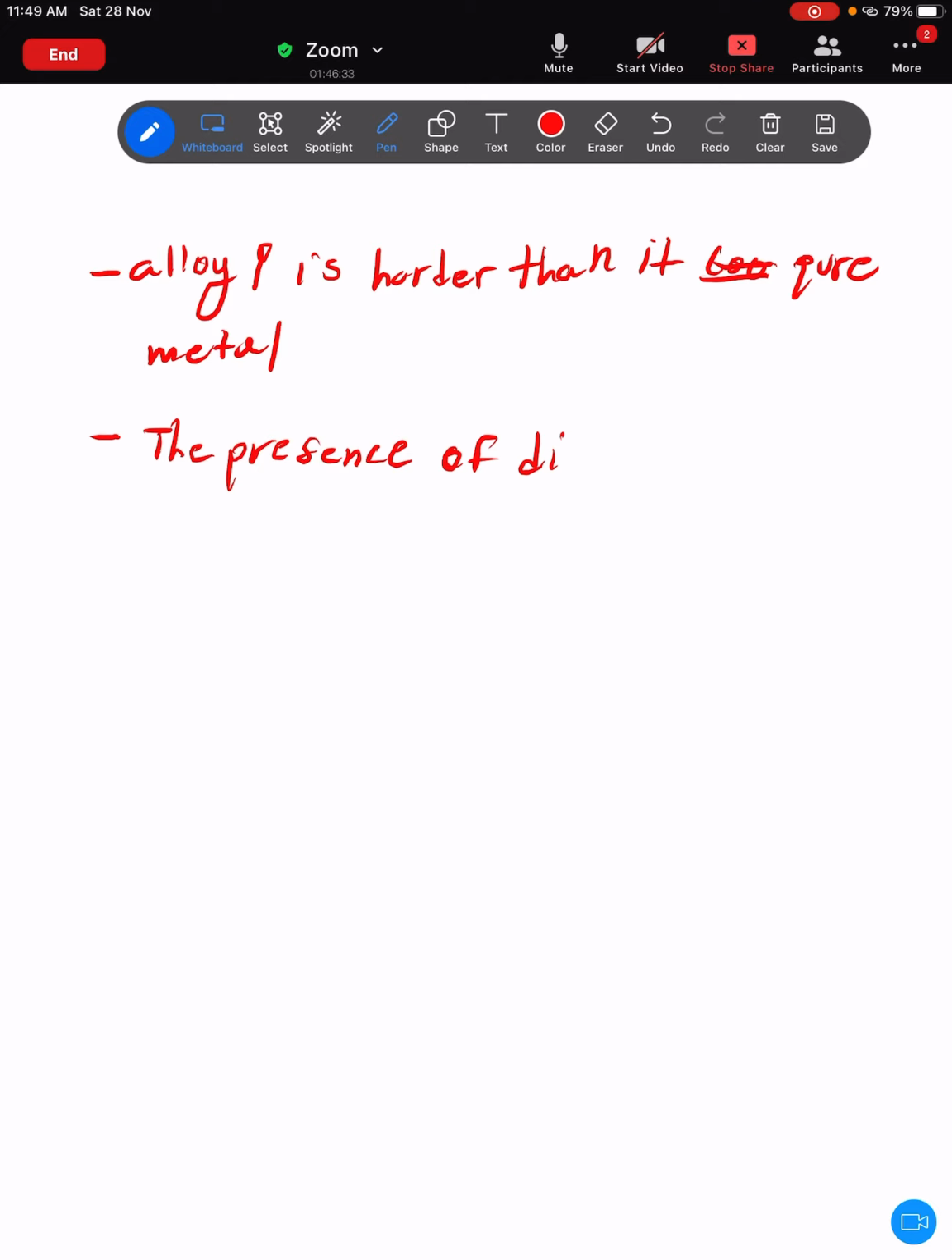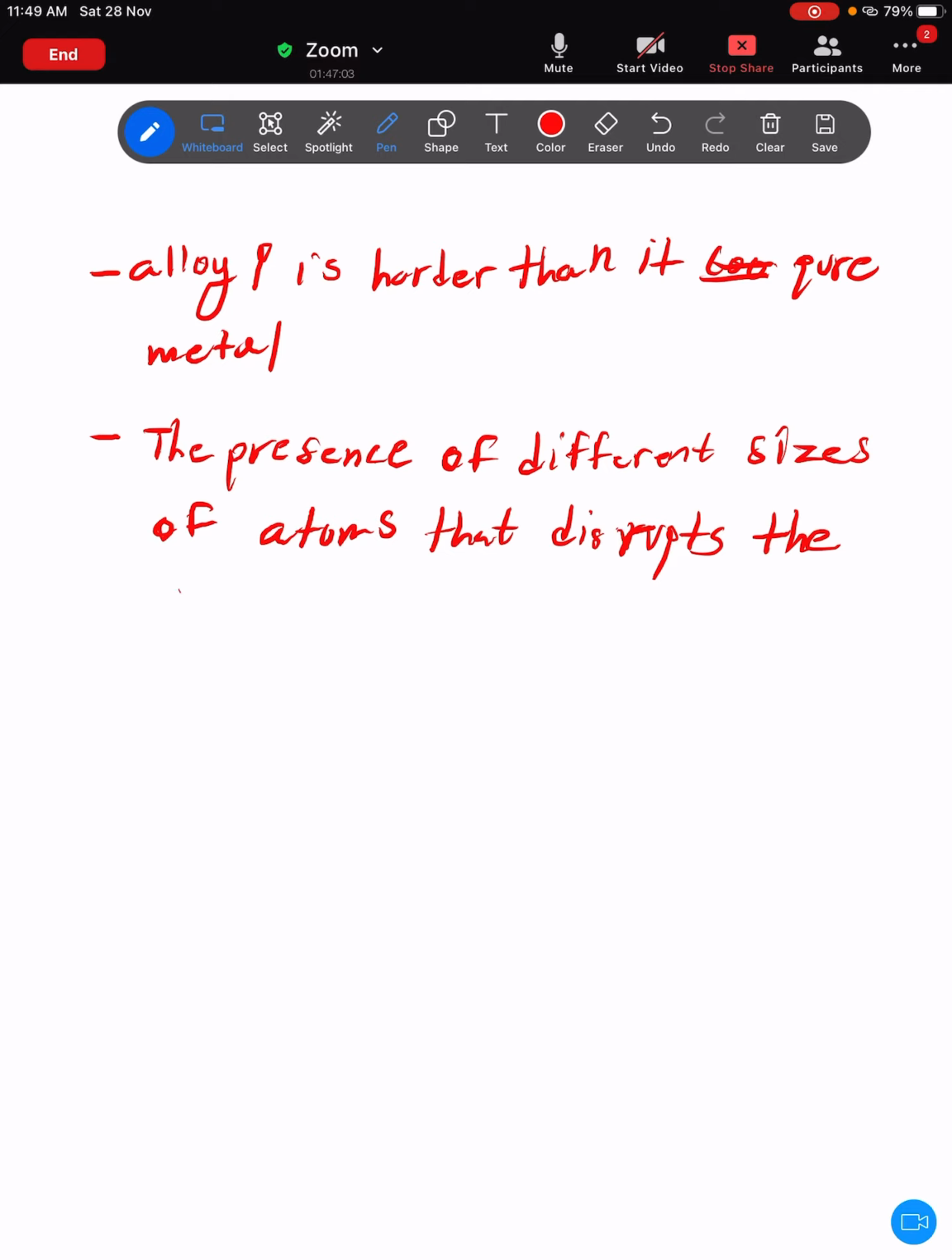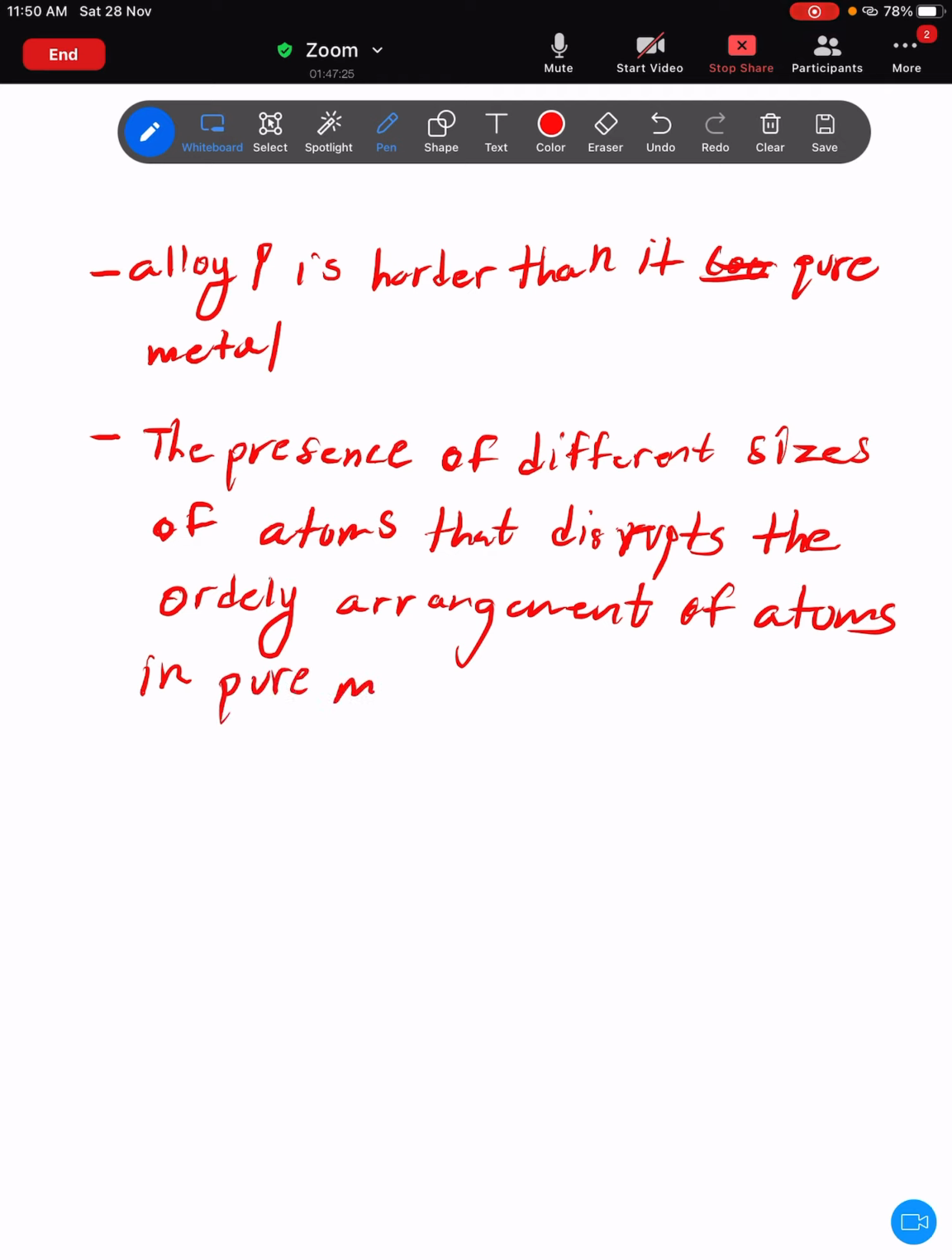Please keep that in mind. Different size of atoms that disturbs the orderly arrangement of atoms in pure metal. Okay.